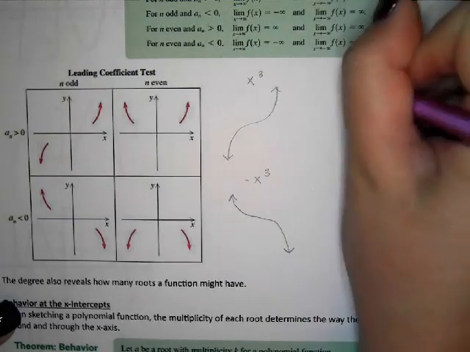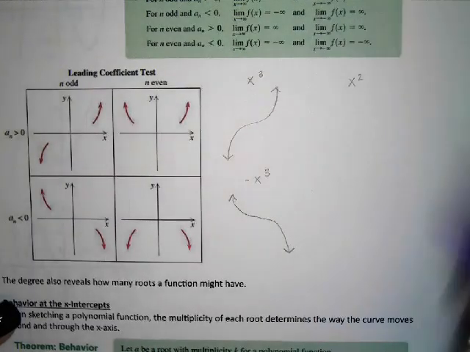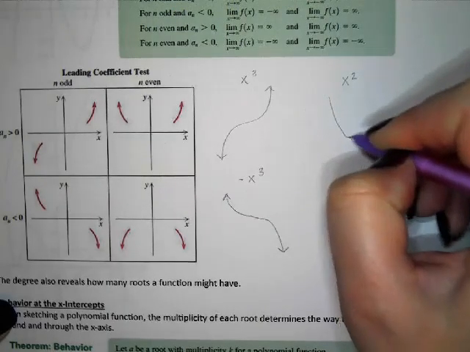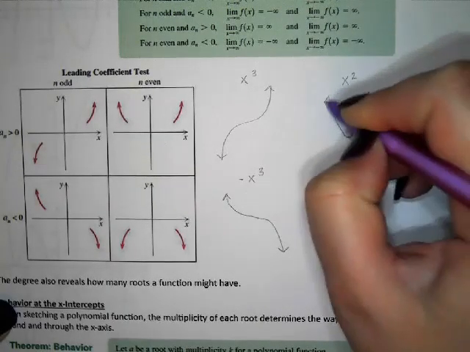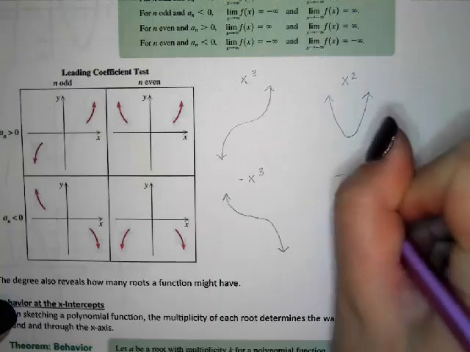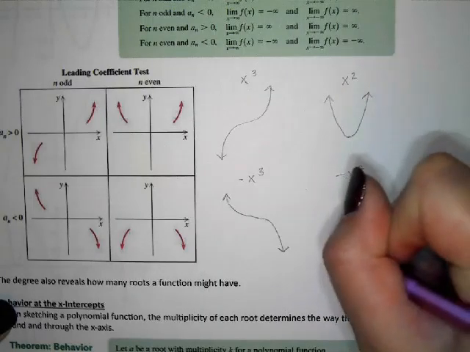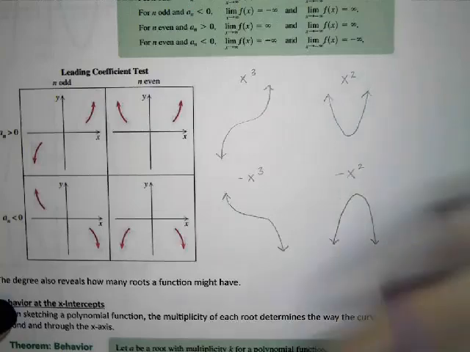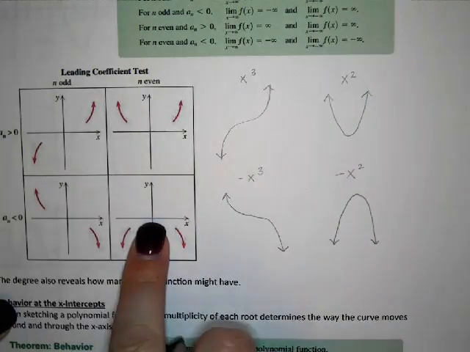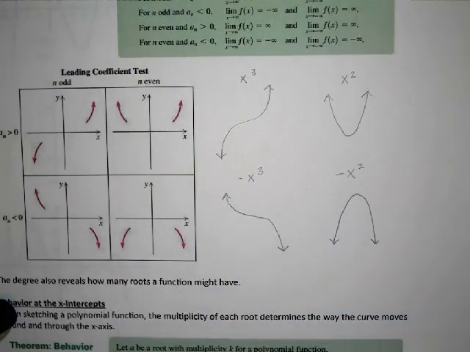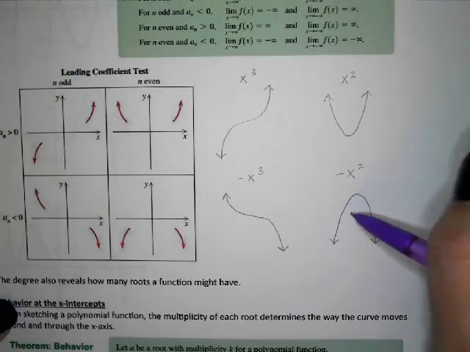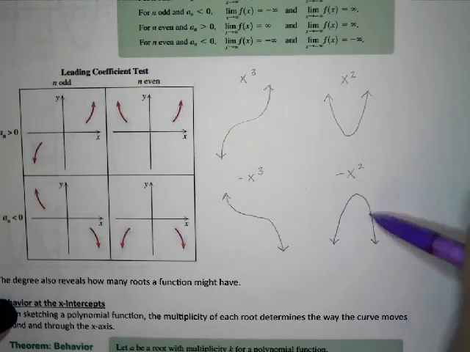And then we have the even degrees. So if you have a positive coefficient, you're going to end up with something that looks like this. If you have a negative coefficient, you're going to end up with something that looks like this. And then again, we're missing the middle part because if we add more and more terms to our polynomial, we might get some squiggliness in the middle, but overall we're going to have this general shape.